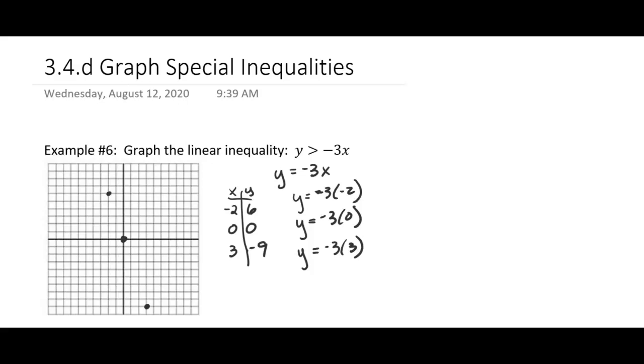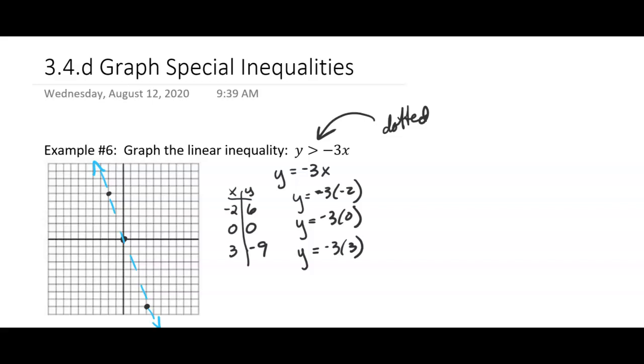So you have to decide, is it solid or dotted? We have a dotted line this time. Why is it dotted? Because it doesn't have the equal to part, okay? So I'm going to draw my dotted line. Dashed might be a better word, but a dotted line like that. And now I have to pick a point not on the line to see if it's going to be the right side or the left side of that dotted line.